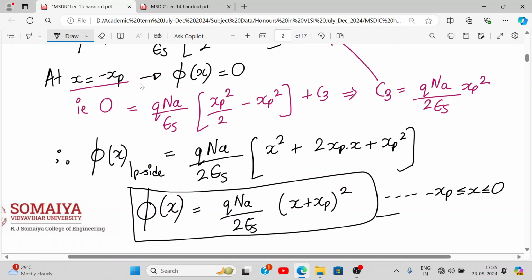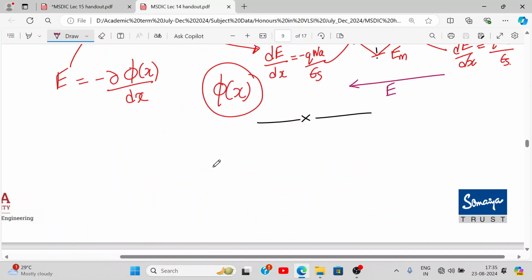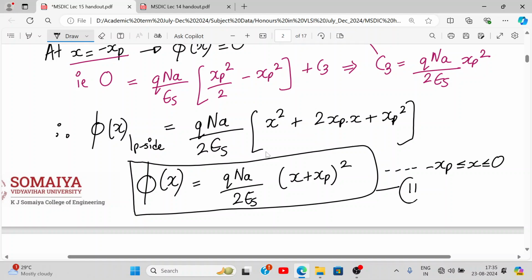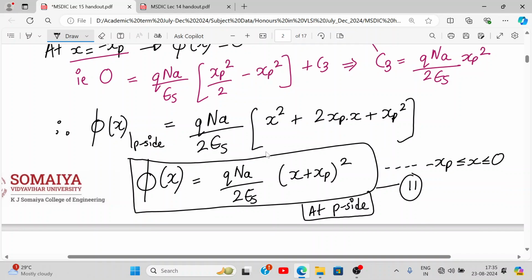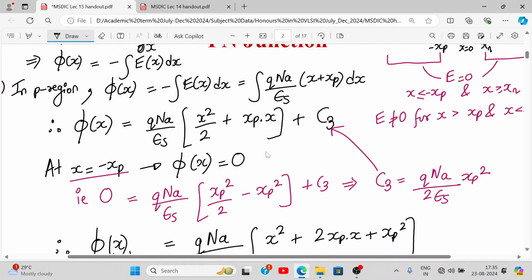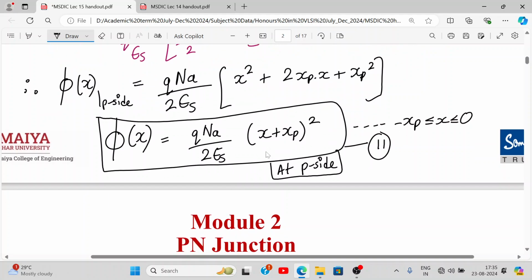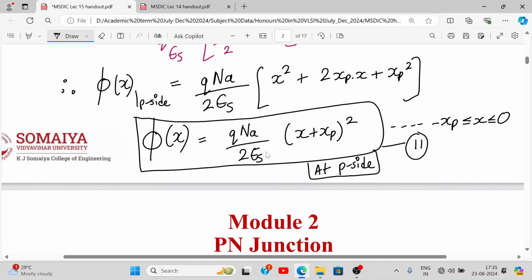So call this equation number. Last time what was the equation number we have done? Let me check once. 10. So this is 11. It's a continuation from the previous lab topic. So this is at what side? At P side. Similarly, you have to do it at N side. Okay, let's do it. It is clear now why what we are doing actually, it's falling in line. Anything you have incomplete? Can we move on to the next step?